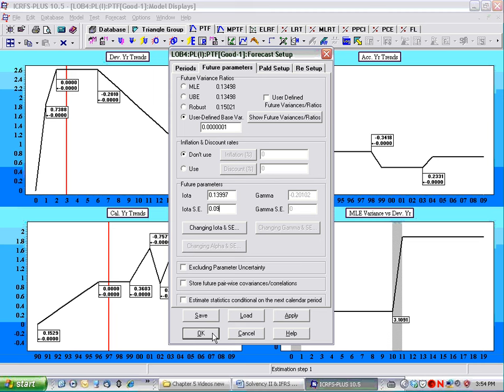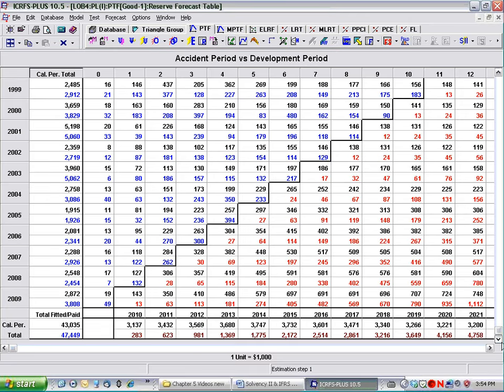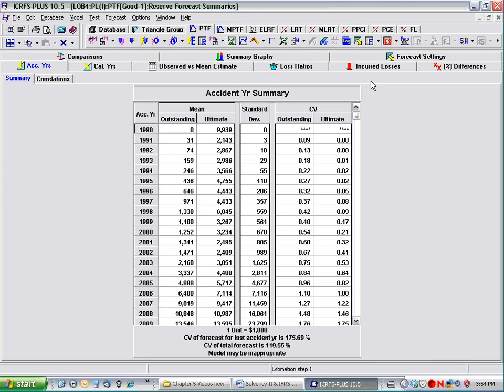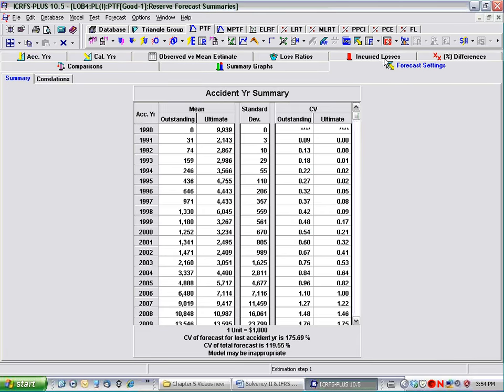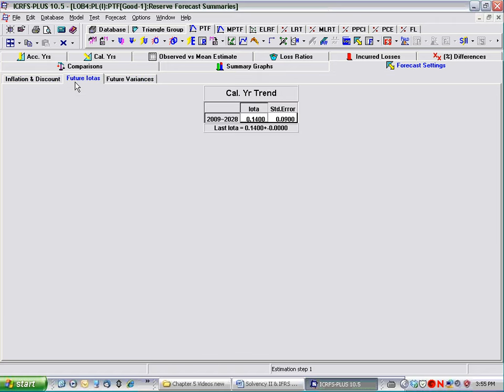We don't have to save that scenario. Let's do OK. So when you look at the forecast table, what's happening now is all these standard deviations are just driven by that parameter. If you go to forecast summary, let's look at the forecast settings, and we find that the future variance has basically been set to 0. The future IOTA, that's the only volatility going forward.